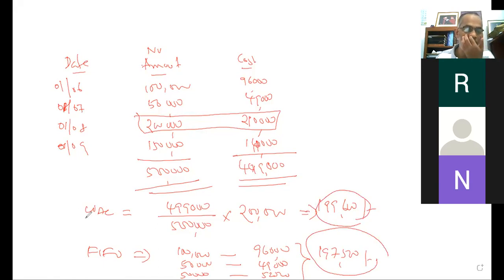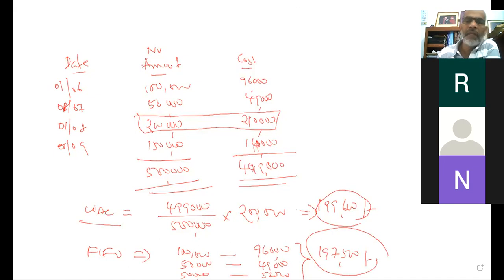199,600 is the cost under the weighted average cost method. If there is a partial disposal of an investment, how do we record that? That has been recorded. Therefore, how do we record our cost? Okay, understood?